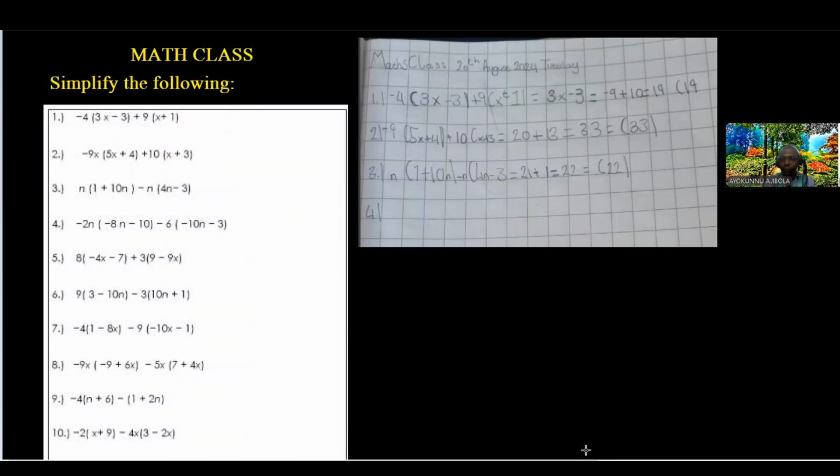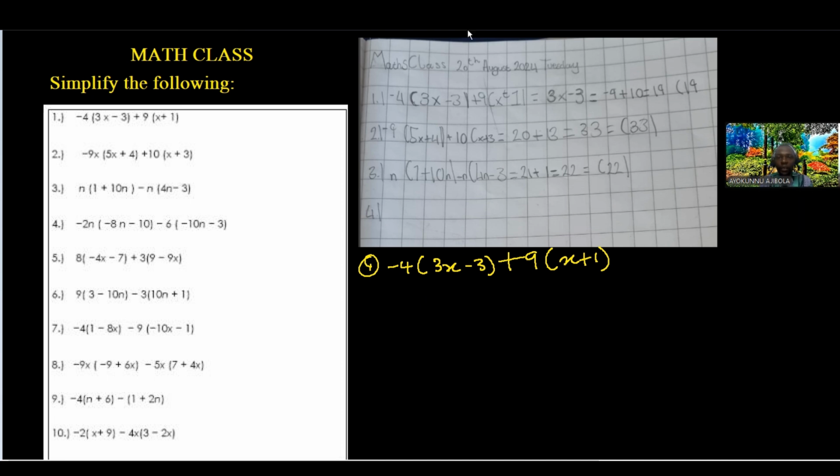So right now, I want to simplify the following, and we might need to follow BODMAS, but let's just look at it. The first one says minus 4 into 3x minus 3, plus positive 9 into x plus 1. Please make sure you're concentrating because I'll be asking you some questions.